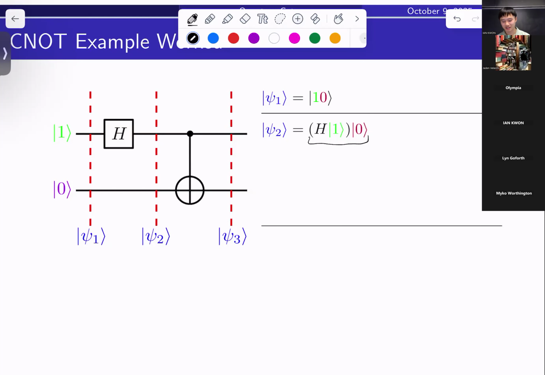But we're just going to make it clear with these parentheses, right? Another way of notating this is maybe like H on 1. And we haven't done anything to the second qubit. So it's kind of like this. And just with shorthand, being lazy, we're going to write it as the thing on the left.